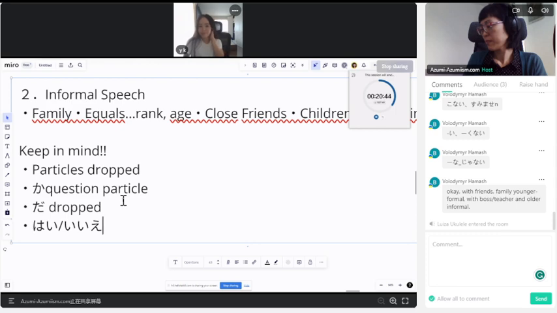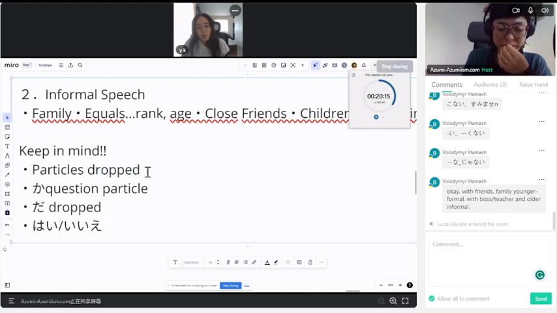Just because someone uses informal language with you does not mean that you should use it with them. It doesn't mean that you're in a position to use it with them. Now, as a foreigner learning Japanese, you generally get a pass. If you use informal Japanese with someone you maybe shouldn't be using it with, most people don't mind. So don't worry too much. Okay, let's take a look. So first, particles drop.